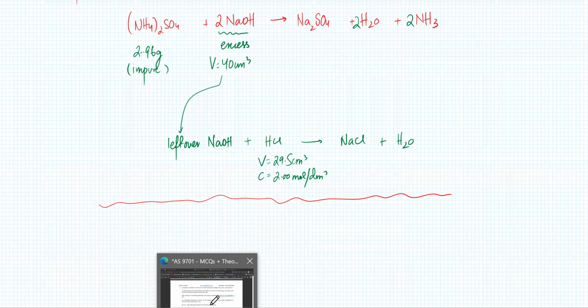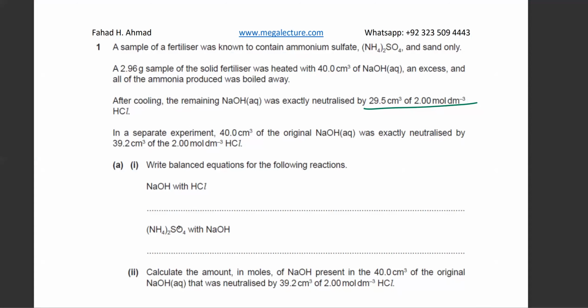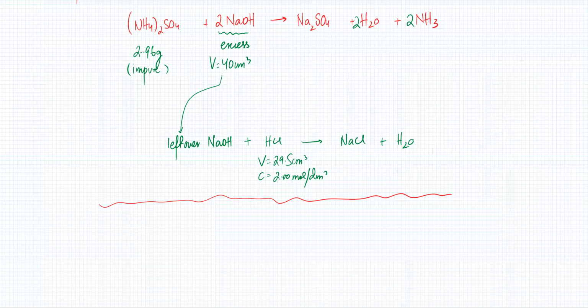Then he does another experiment. If you read on, there's a separate experiment where 40 cm cube of the original NaOH was exactly neutralized by 39.2 cm cube of 2 mole per dm cube HCl. So he's saying there's a separate experiment.